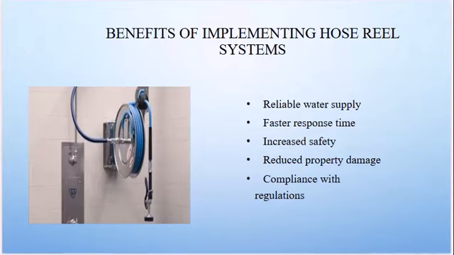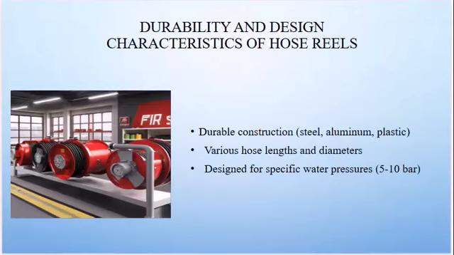Hose reel systems provide a reliable water supply and faster response time during emergencies. They increase safety and reduce property damage while ensuring compliance with regulations. Understanding these benefits supports effective fire safety planning. Regular assessments ensure that systems are functional and compliant. Training staff on hose reel systems enhances overall emergency preparedness. Durability and design characteristics of hose reels.